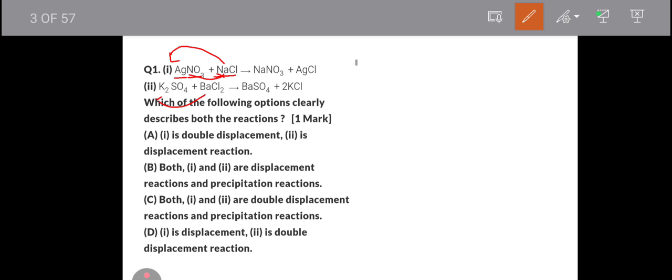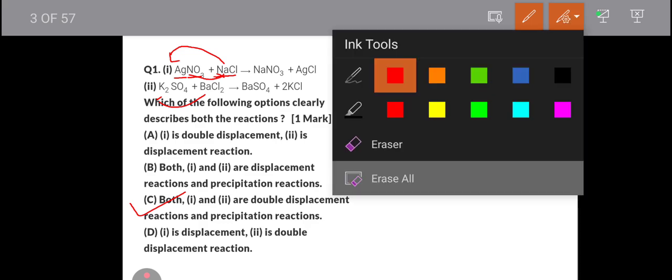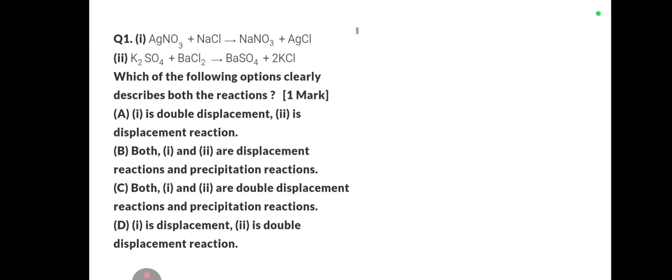It is very clear from the equation itself that exchange of ions is taking place in both of these cases, right? So the correct option for this question is both 1 and 2 are double displacement reaction and also precipitation reaction. Why? Because in the previous videos we have seen that a double displacement reaction can also be called a precipitation reaction since there is a formation of precipitate. So our correct option is option C. Hope this question is clear to everyone. Let's move to the second question.